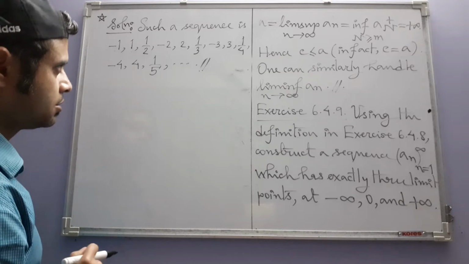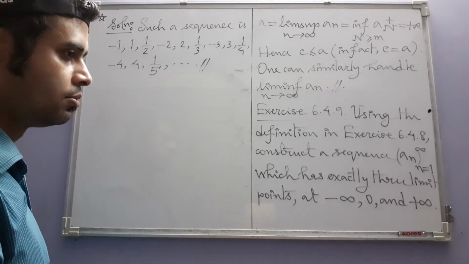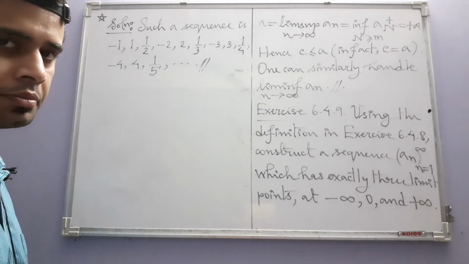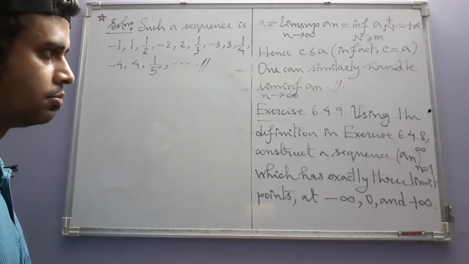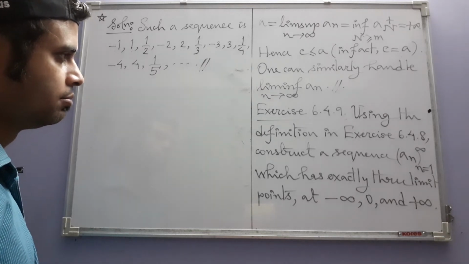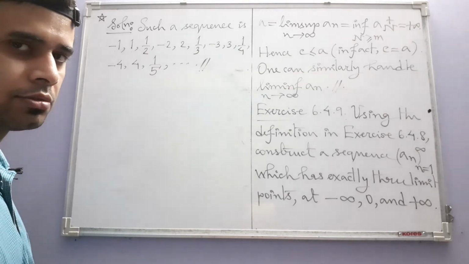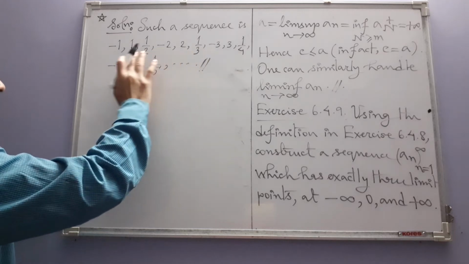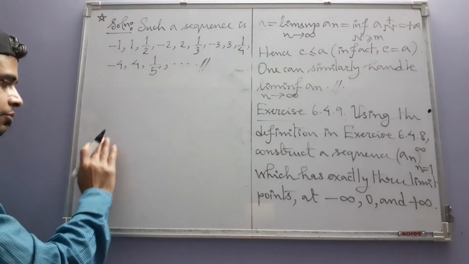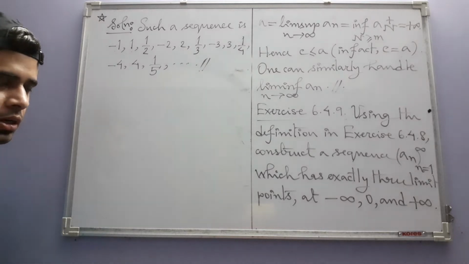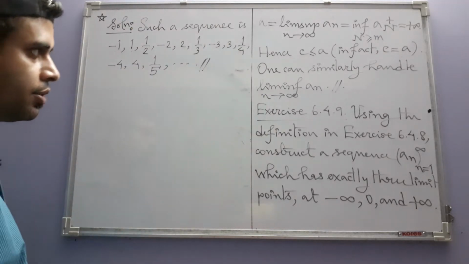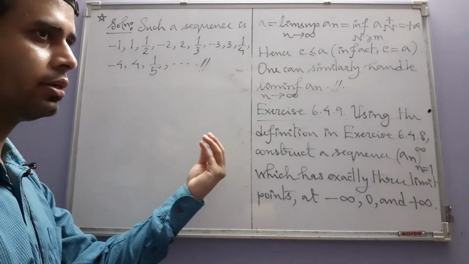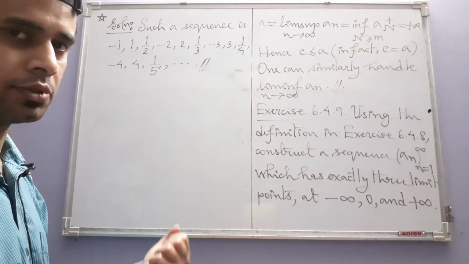After having these things, then you somehow argue that there is no other limit point. To see that, you just use all the results that you have seen about limit points, and you can directly argue from this sequence itself that -infinity, 0, and +infinity are the only limit points. So this entire thing is left to you. This is only a hint. I have only given you the sequence, the rest you have to do.